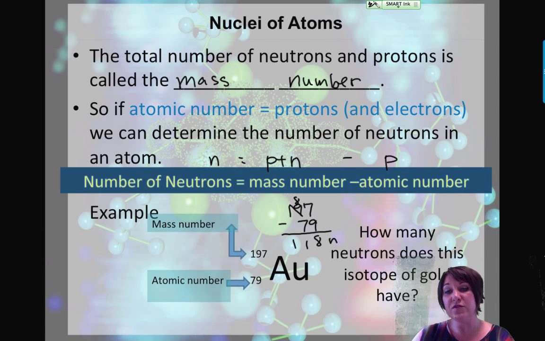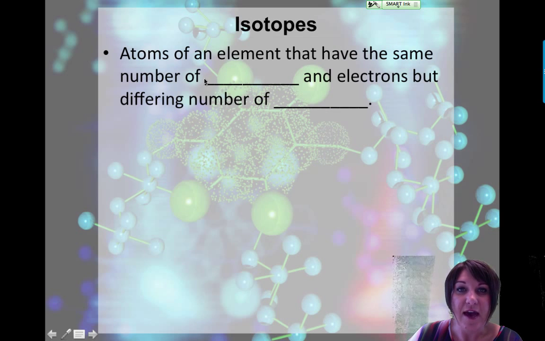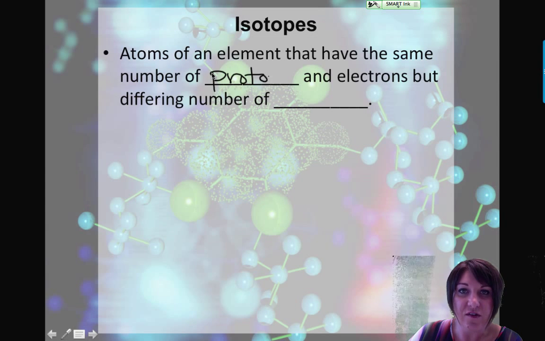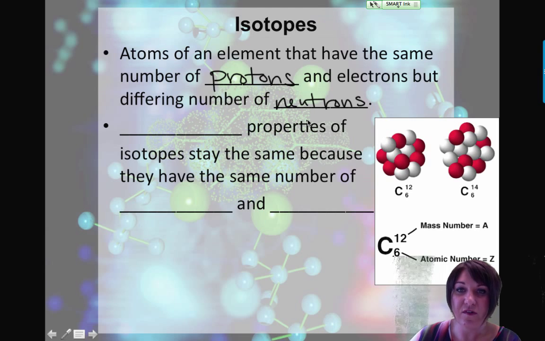Now I can change the neutrons and it would still be gold. It would just weigh more or less. But if I change the protons, it's not gold anymore. That's what isotopes are all about. The atoms of an element that have the same number of protons and electrons but differing numbers of neutrons are called isotopes. So their protons and electrons can be the same, but when the neutrons are different, they're called isotopes.